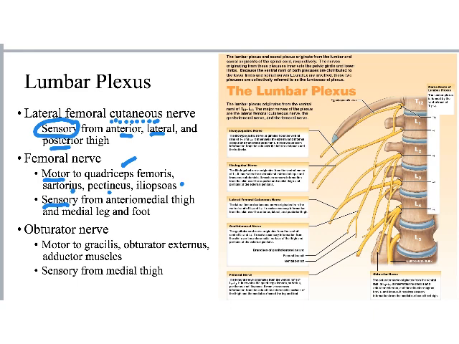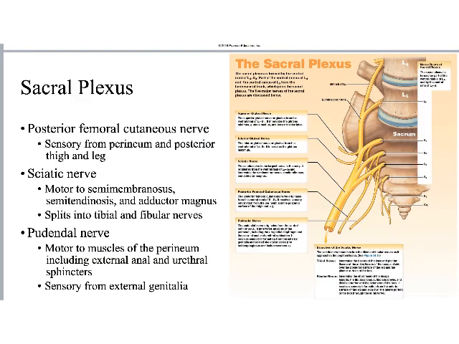So that's a pretty large nerve that controls a lot of large muscles and covers a large area of sensation. The obturator nerve is going to give you motor and sensation as well. Motor will be to gracilis, obturator externus, and those adductor muscles like adductor magnus, for example, and the other adductor muscles. And then it will give you sensation from the medial thigh.